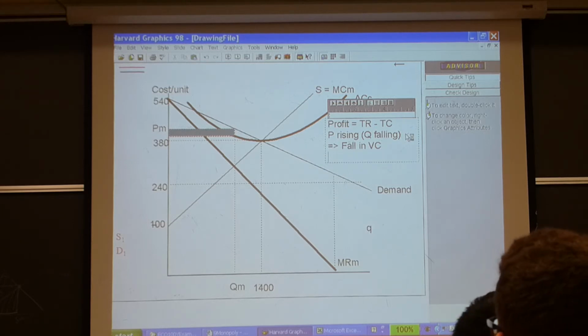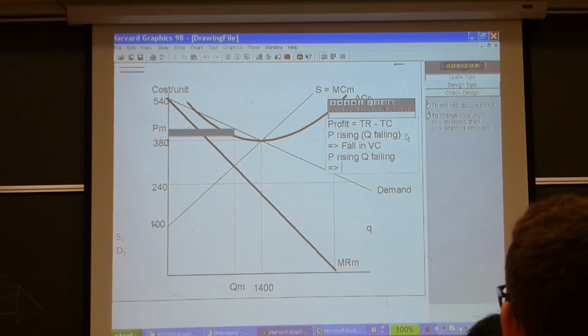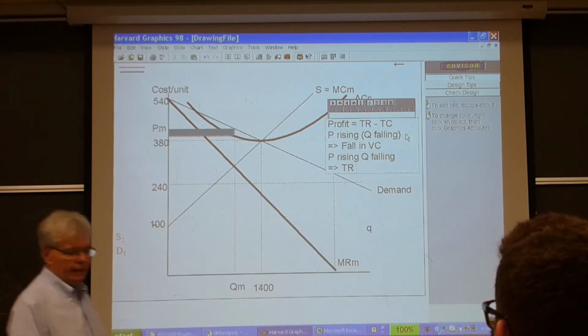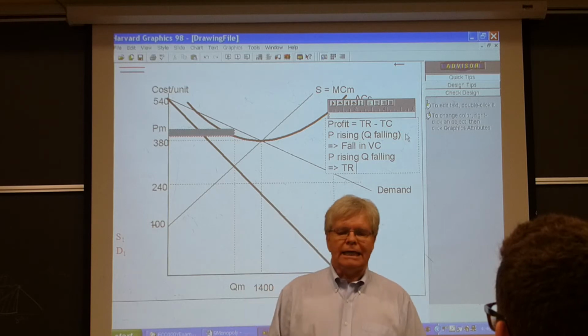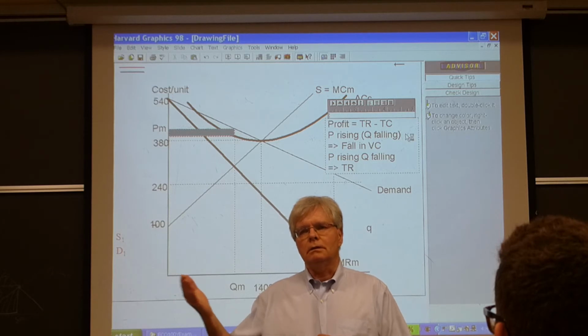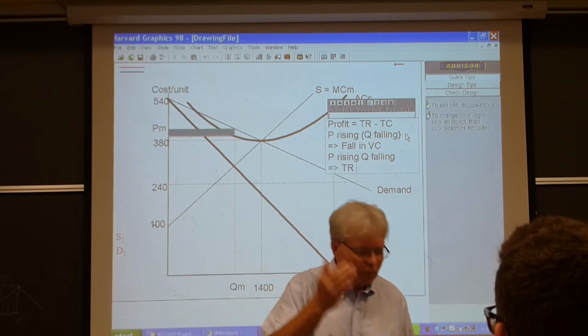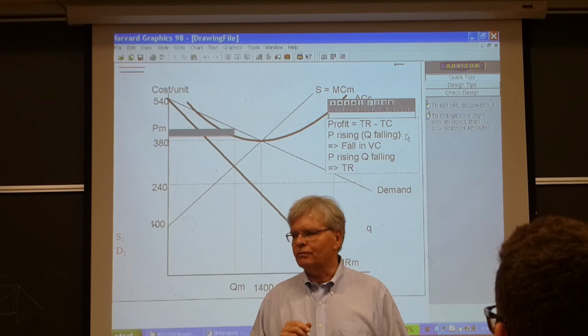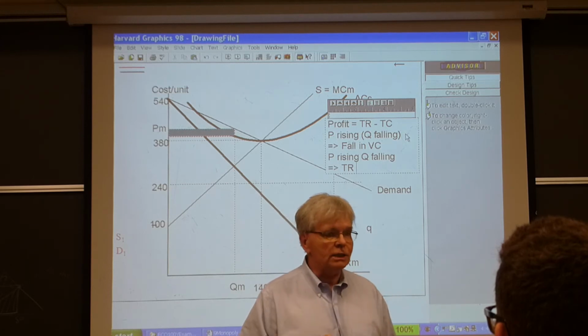Now what about P rising, Q falling? What happens to total revenue? If price goes up and quantity falls, what happens to total revenue? You know the answer? You do know the answer. Think about elasticity. If it's inelastic, what happens to total revenue? P goes up, quantity falls, what happens to total revenue if it's inelastic? Total revenue goes up, right, everybody?